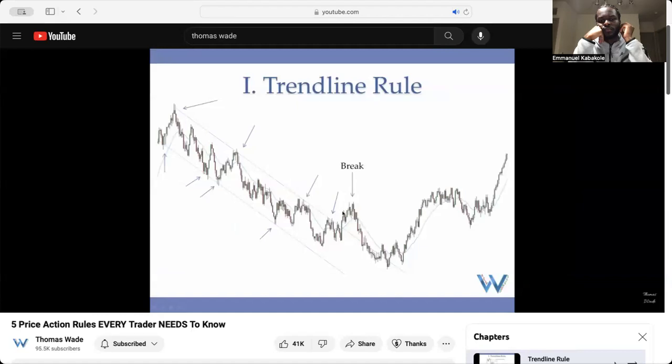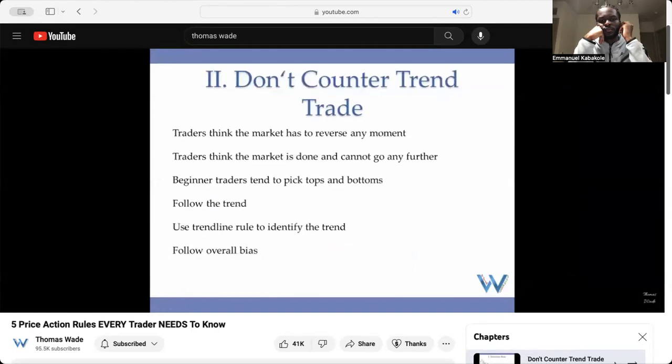This is not the time to buy the market just yet. Price created a big move to a new low, to a new extreme. And from this point on, traders are safe to at least play with the idea of possibly buying the market and eventually going long. The trend line rule correlates with the second price action rule that says don't counter trend trade.